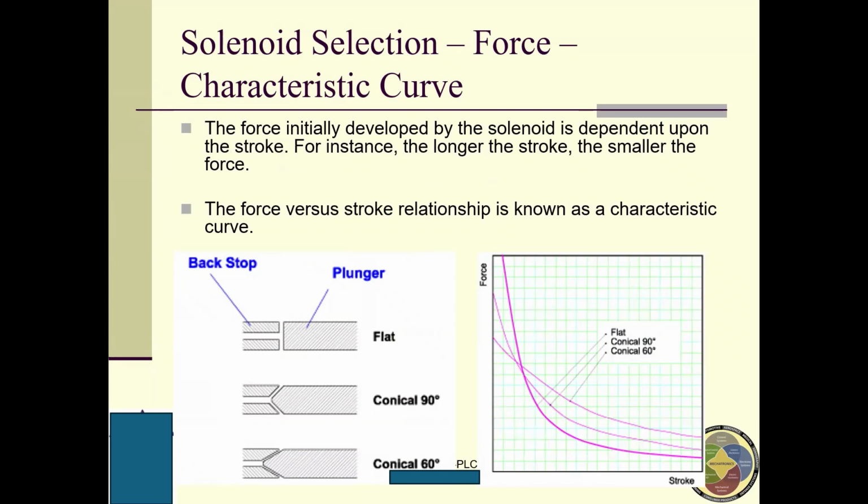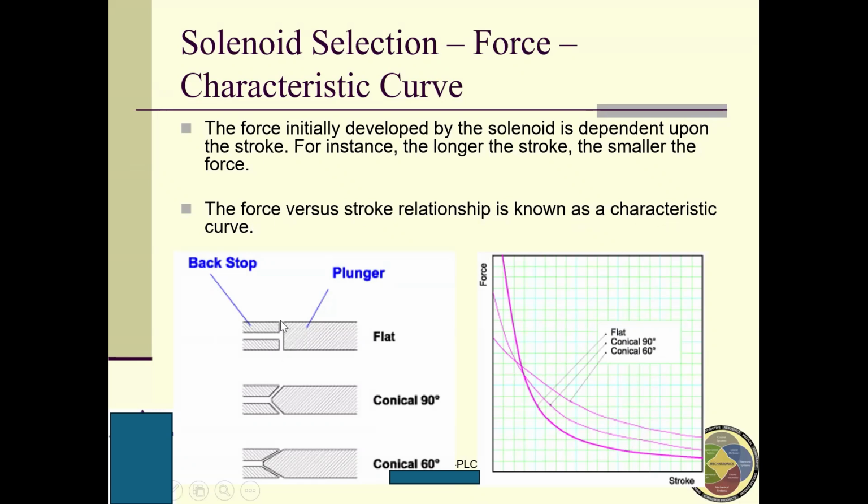This is the characteristic curve. The force initially developed by the solenoid is dependent upon the stroke. For instance, the longer the stroke, the smaller the force. You can see at the very beginning, the force is very, very high. Also, the force versus stroke relationship is known as a characteristic curve.